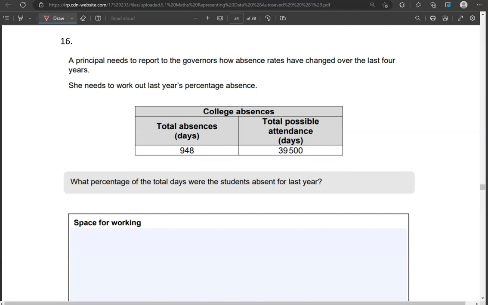A principal needs to report to the governors how absence rates have changed over the last 4 years. She needs to work out last year's percentage absence. What percentage of the total days were the students absent for last year? We're given the total absences in terms of days, which is 948 out of 39,500 that are possible. That is for all the students.